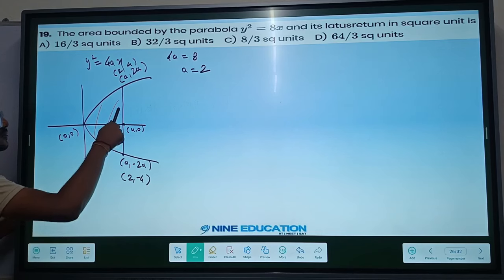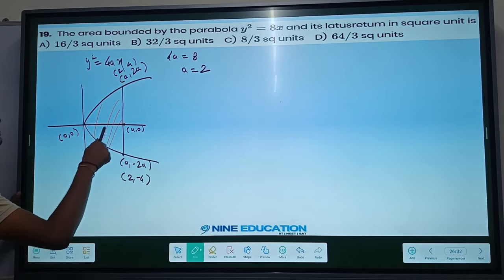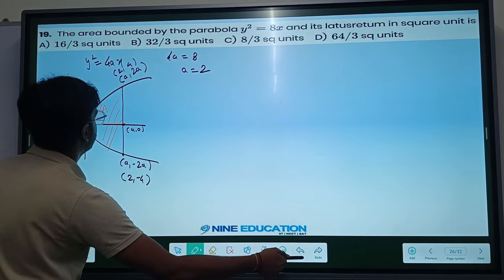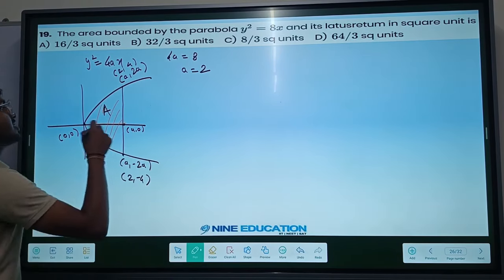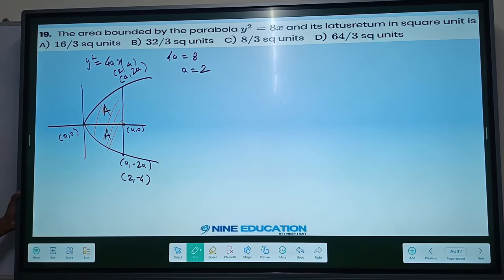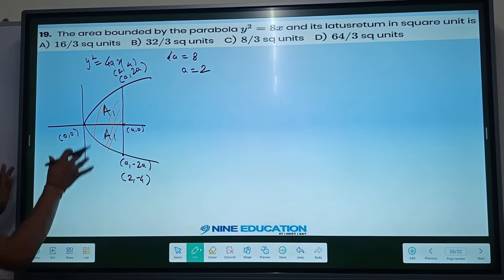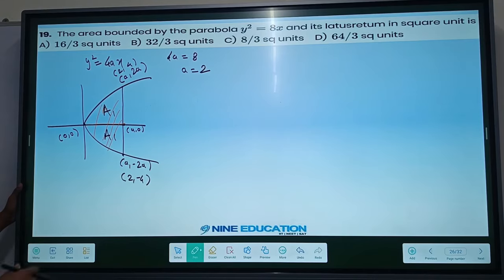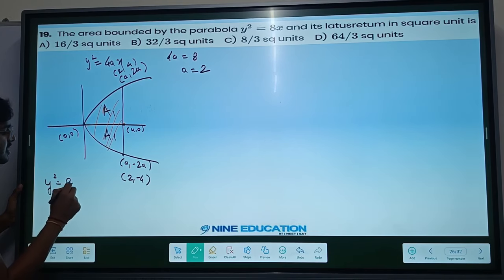So I need this whole area. I can see that this whole area is divided into two same parts. Let's say this region has area A1, then the area for this region will also be A1. Both of the areas should be the same. So I can find the area of one region and calculate the other from that. I can either integrate with respect to x or with respect to y. Let's say I want to integrate with respect to x, where y square is 8x.